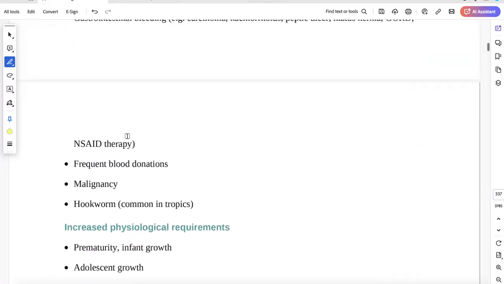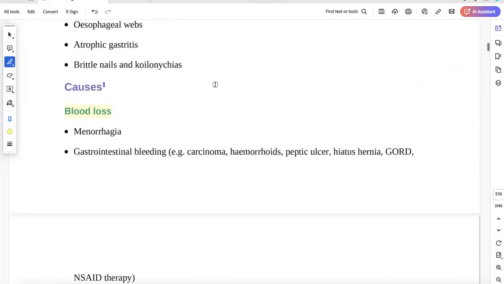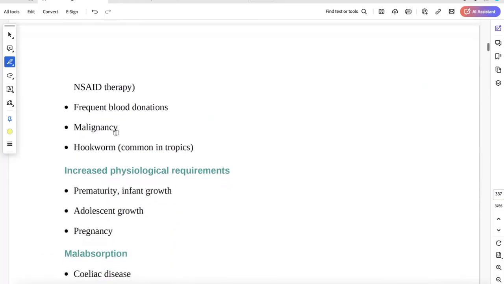Then a patient who is having excess blood loss, could be menorrhagia, could be gastrointestinal bleeding, could be frequent blood donation, even sometimes malignancy.